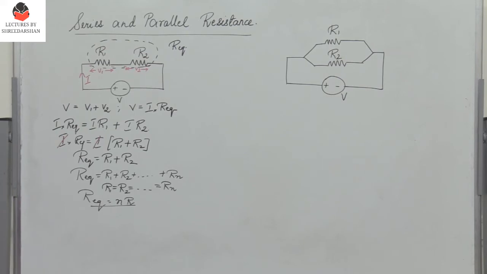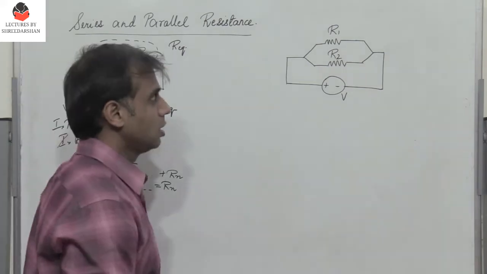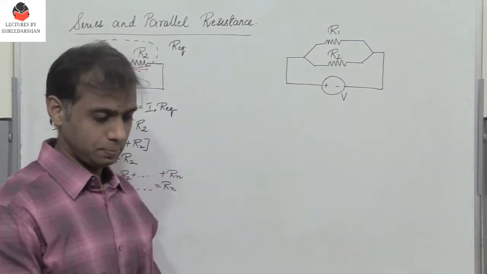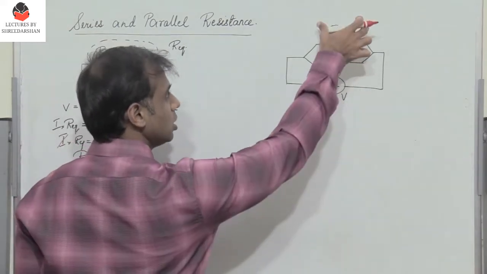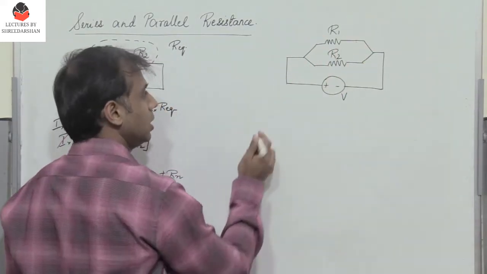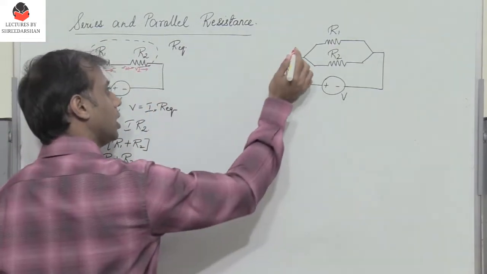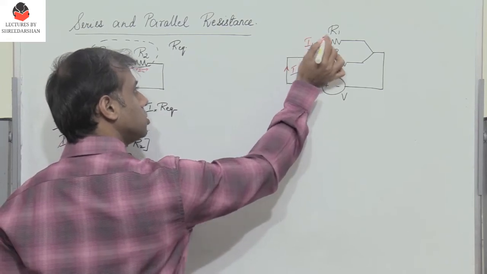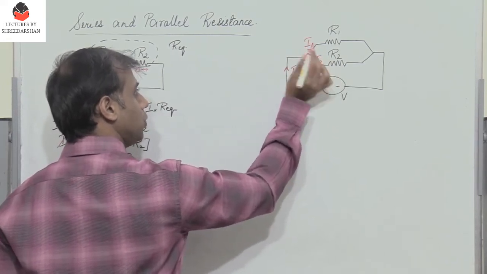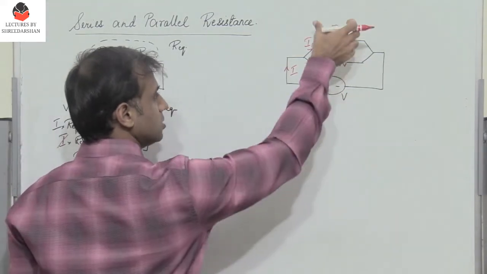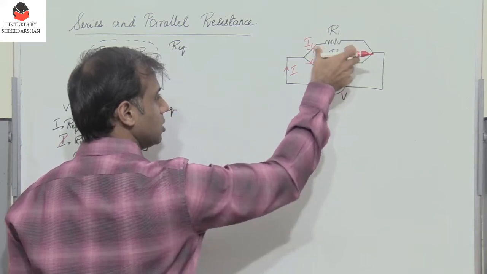Now let us consider the resistors R1 and R2 connected in parallel as shown in this figure. So I have resistors R1 and R2 connected across the voltage V. So the same voltage appears across R1 and R2. Now let the current flowing be I. This current I gets divided, and I1 flows through R1 and I2 flows through R2. So the voltage V appears across R1 and the voltage V appears across R2.